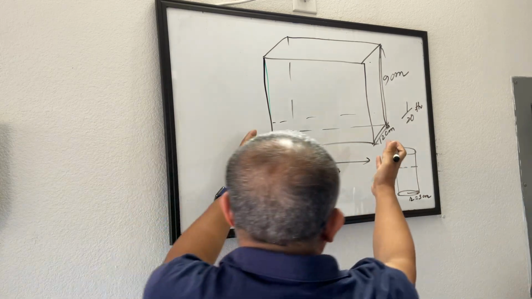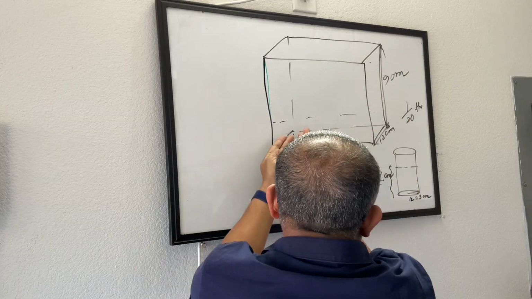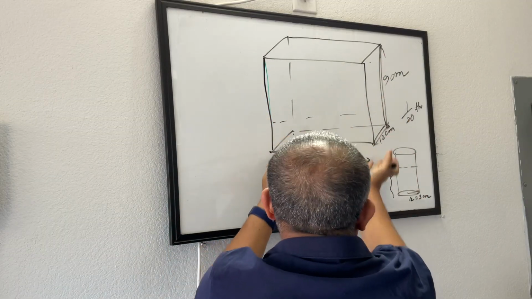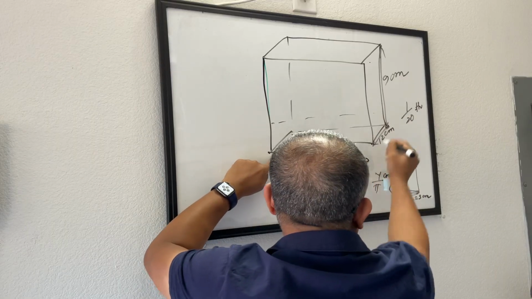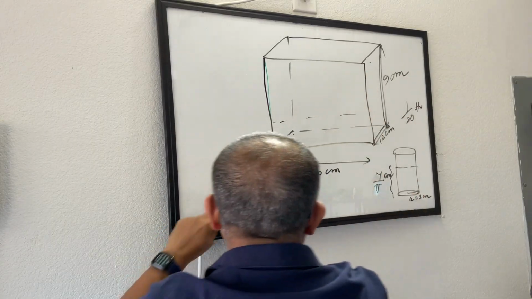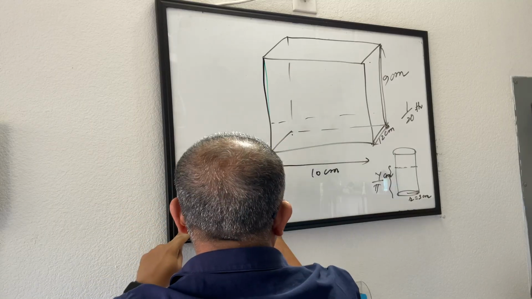So volume of a cuboid is a symmetric shape. So find out the volume of the base, multiply with the height. Volume of base 10 into 12, length into width, times the height. So 10 into 12 into height.